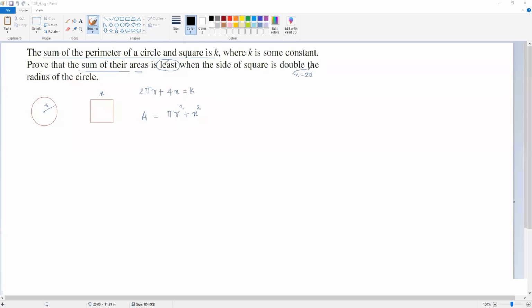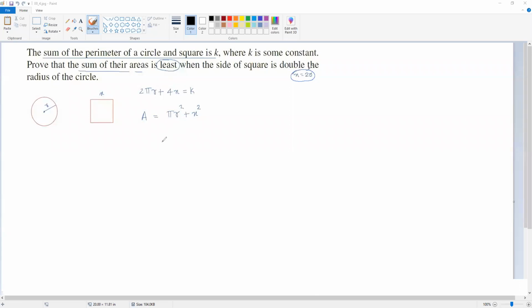The sum of the perimeter of a circle and a square is k. So that is why 2 pi r plus 4x is equal to k. We have to prove that the sum of their areas is least. That means we have to prove that area is minimum. So area is equal to pi r square plus x square. Circle ka area pi r square, square ka area x square. We have to prove that this is minimum when the side of the square is double the radius of the circle. That means when x is equal to 2r. That we have to prove.